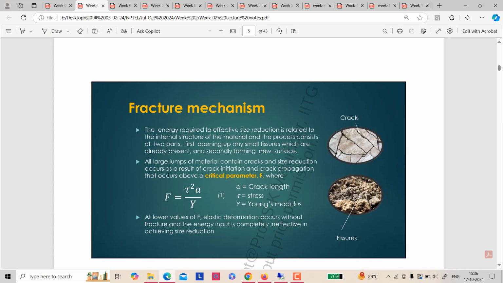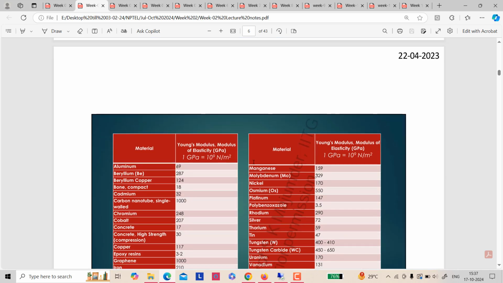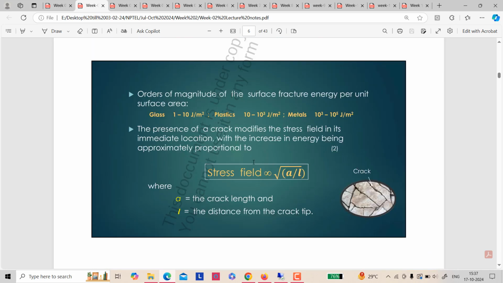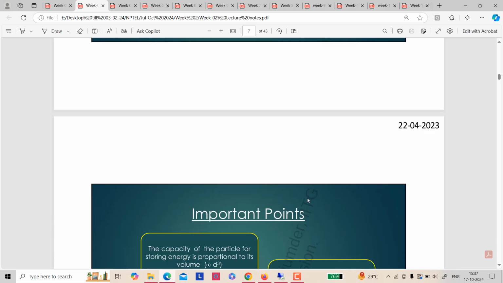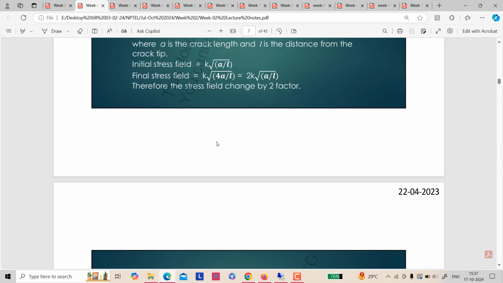So this is the fracture mechanism, and you can measure the critical parameter for each and every type of particle. This is the formula of the stress field. These are some of the important points here.